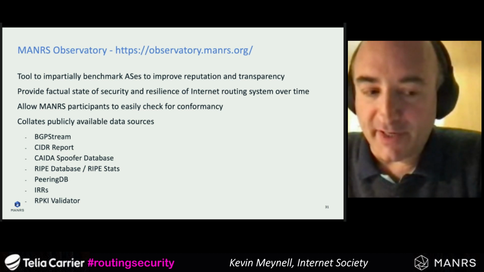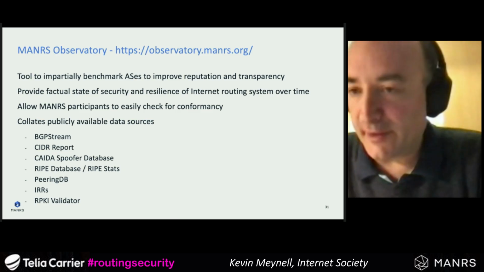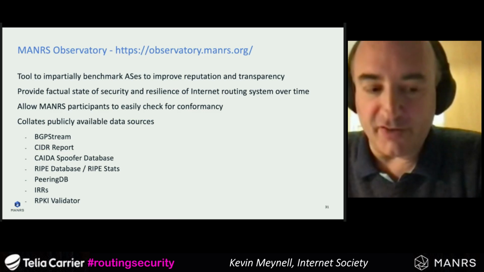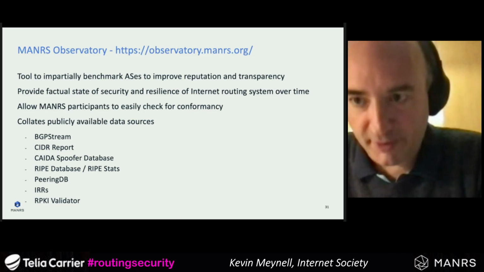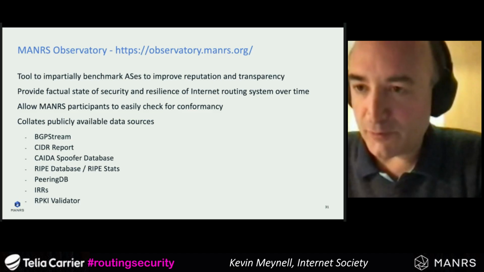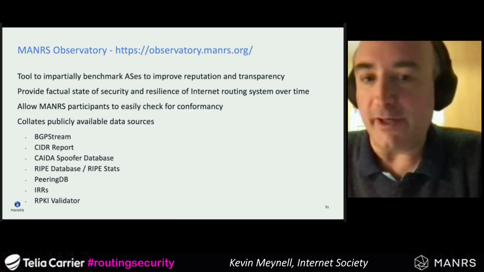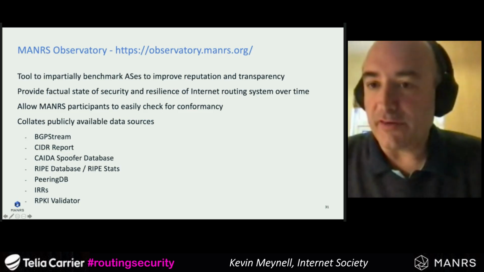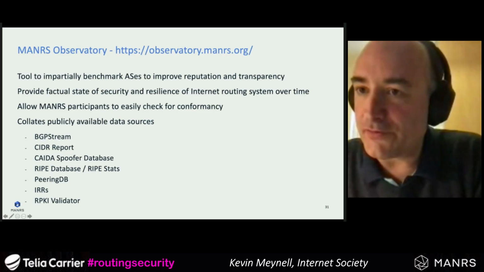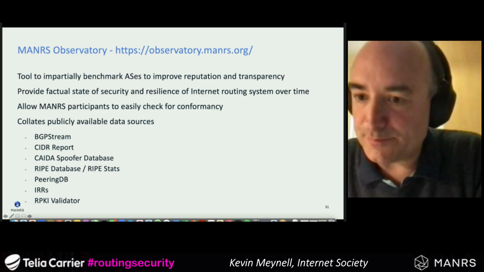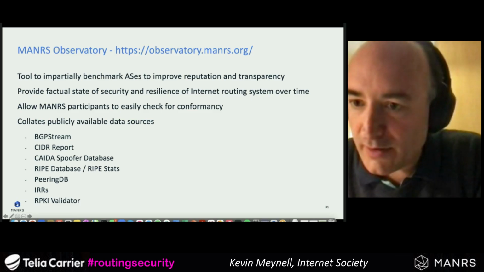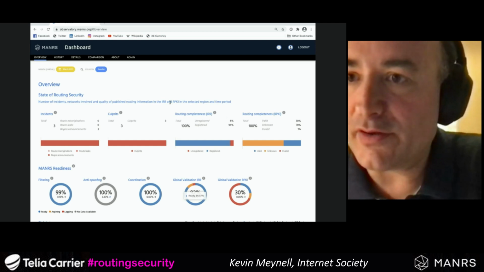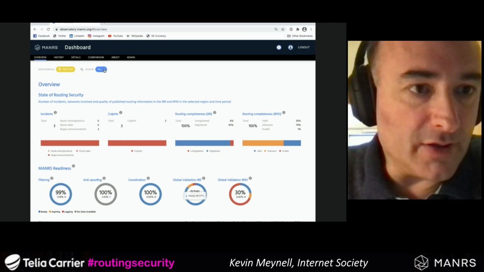And then we look at other sources of data like the RIPE database. PeeringDB is also a really important source of information. Then the various IRRs, and of course, for the moment, the RPKI validator, but that will change. That's going away in the future, but we'll find some alternative for it. Right, so I'm now going to switch to give, hopefully, a live demo of the MANRS Observatory, and hopefully everybody can see this.